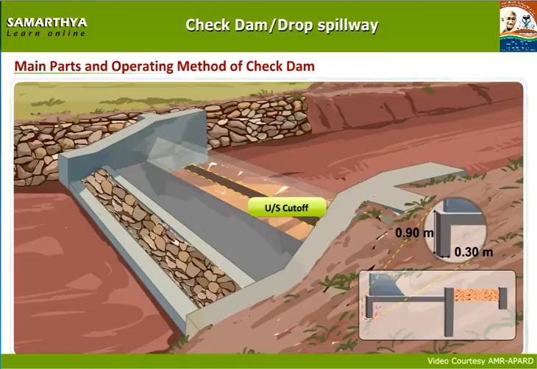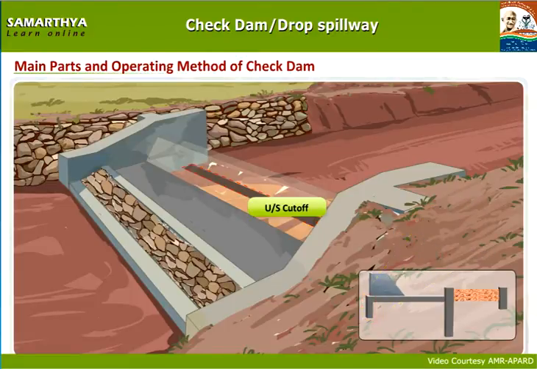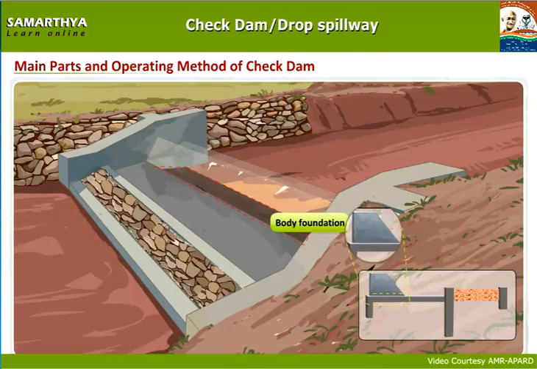Upstream side cutoff wall. A structure constructed with CC 1:4:8 concrete mixture and across the stream with 0.30 meters width and 0.90 meter depth. Body wall foundation. A structure constructed with CC 1:4:8 concrete mixture contiguous to upstream side cutoff wall under the body wall with 0.30 meters thickness.